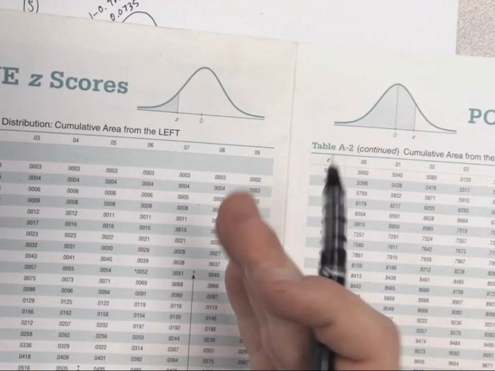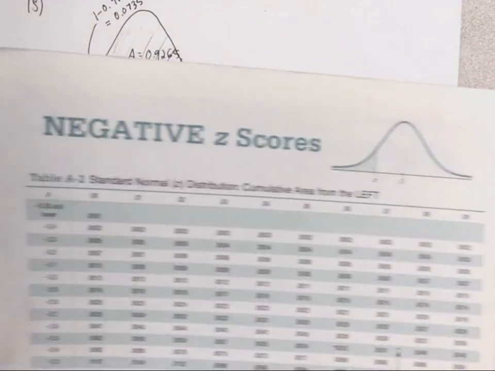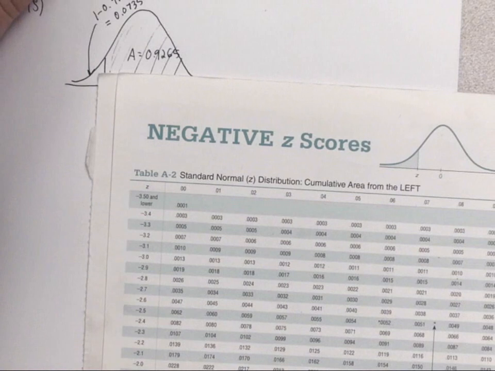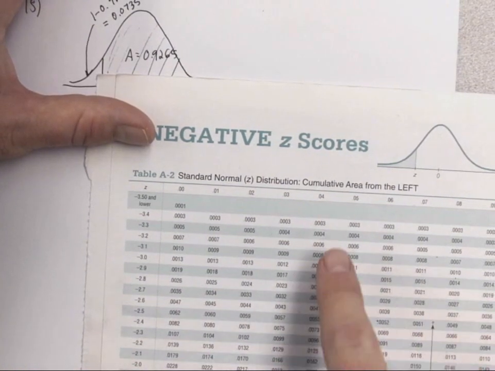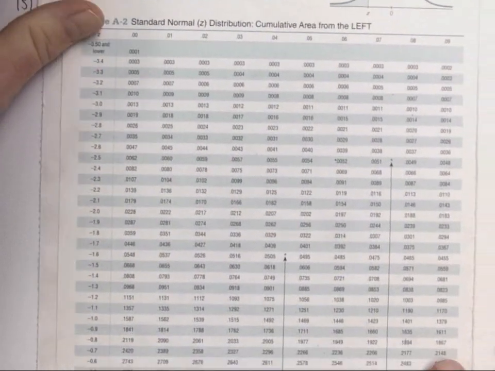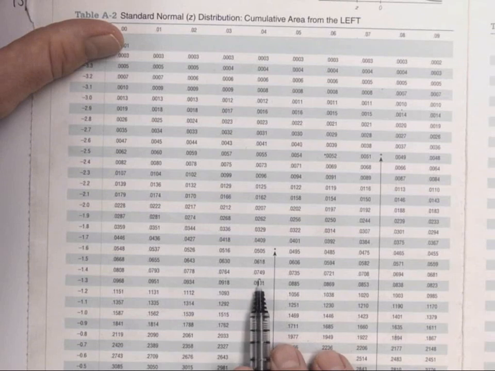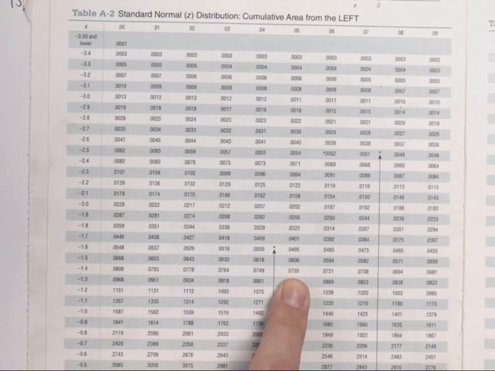So all these areas are going to be above 50%. All these areas are going to be below 50%. So I know I'm looking for a negative z-score. So, anybody find 0.0735? Let's see if I can find it here. There you go. You guys see it? So it's right here, 0.0735.